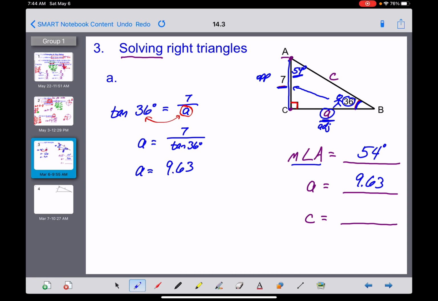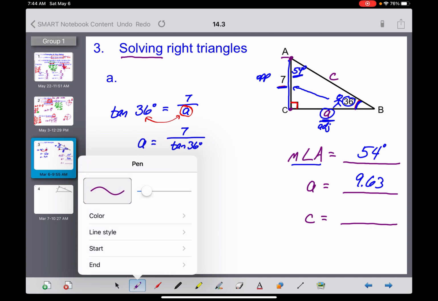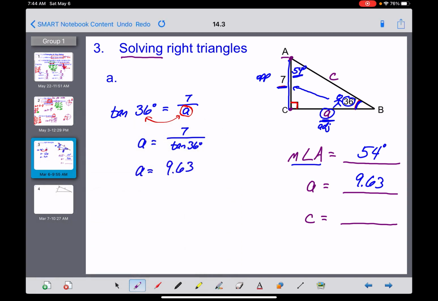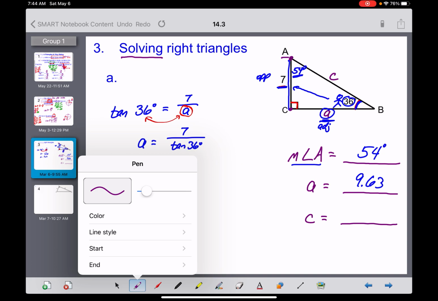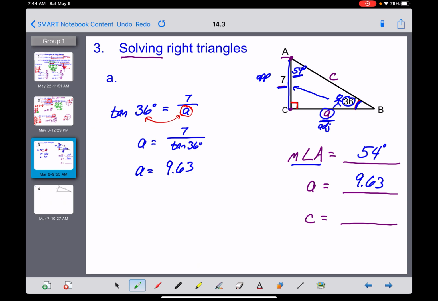Okay, we need to find C at this point, and now if you wanted, you could use the Pythagorean theorem, but I really don't recommend it. That would require you to use the value that you just came up with for A in order to find C. And that means, guys, that if we made a mistake here, then C would automatically be wrong as well. So I'm going to go back and do trig again from the 36-degree angle. Now, 7 is still my opposite leg, but C is my hypotenuse. So let's start all over now, guys.